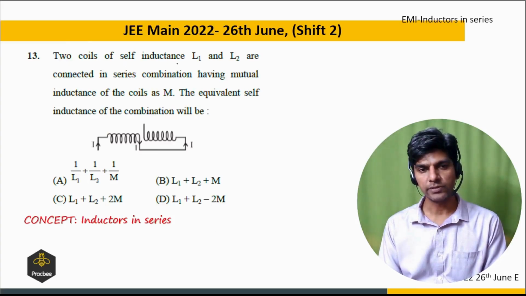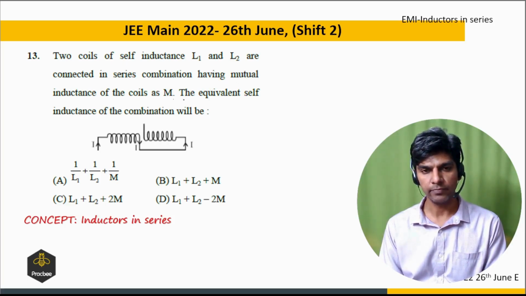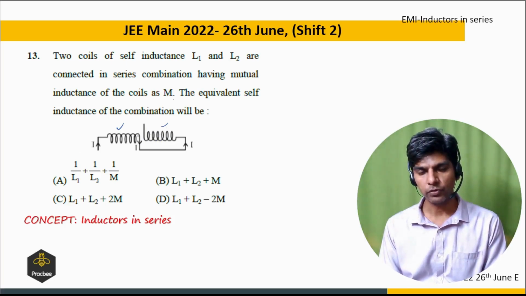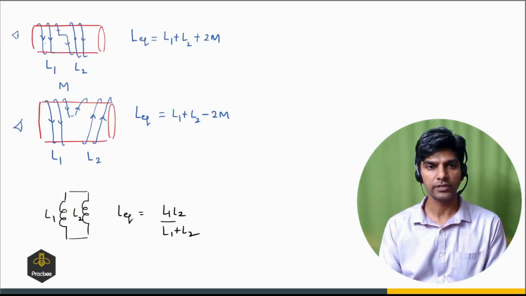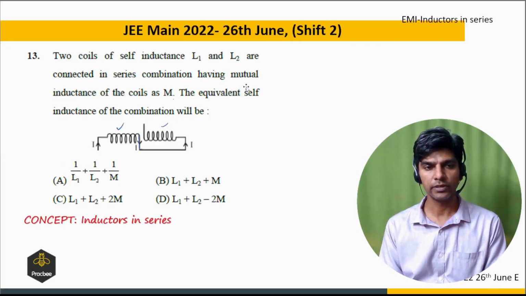Two coils of self-inductance L1 and L2 are connected in series combination having mutual inductance of the coil as M. The equivalent self-inductance of the combination is, right? If you look at this, these two coils are arranged such that their windings are in reverse order. But if you look at the current, this current is entering from the other side. So in this particular case, let me draw here.